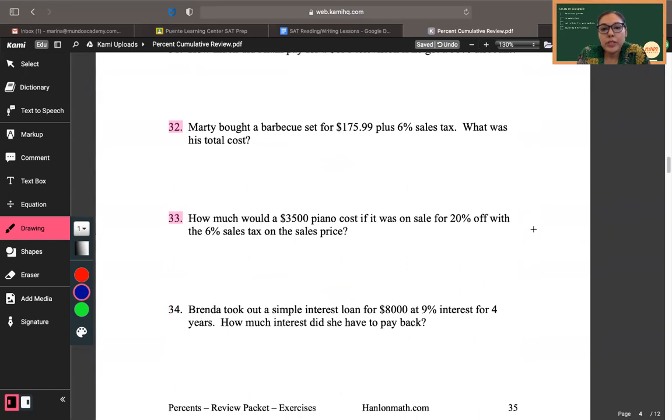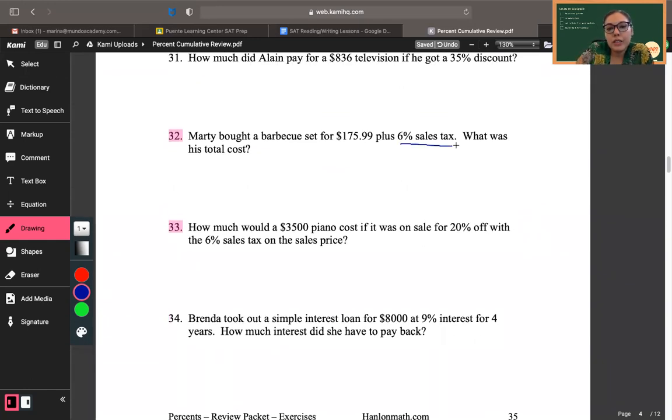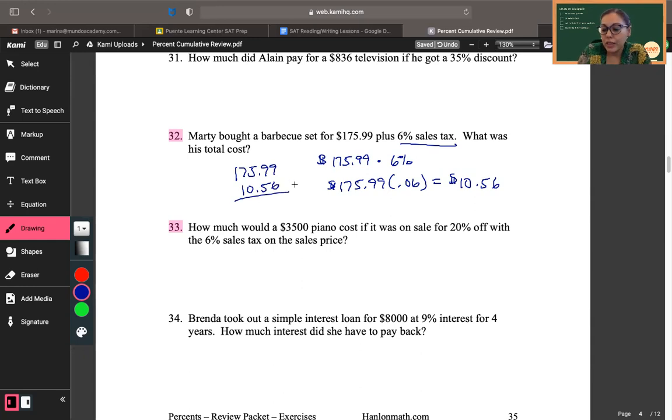And the last two problems that I want to do are about sales tax. Anytime that you have sales tax, essentially what you're going to do is take your number and multiply it times your percent, which has to be turned into a decimal. Once you find that, that is your tax. In this case, I'm going to round to 10.56. And then you add it back to your pricing, because the tax is added to whatever it is that you are buying.